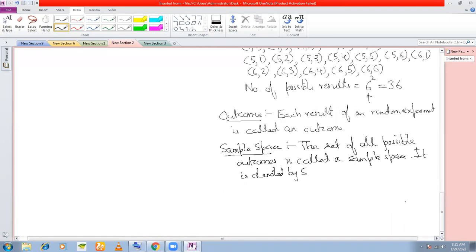Look at the first example. In the tossing of a fair coin, the set S is what? What outcomes can you get? Either you can get a head or you can get a tail. So this forms a set, right? The set of all possible outcomes. Any other outcome that you can say in the tossing of a fair coin? No, sir.